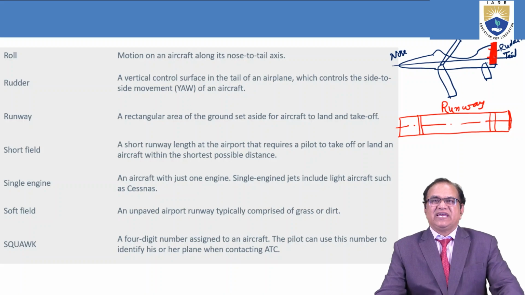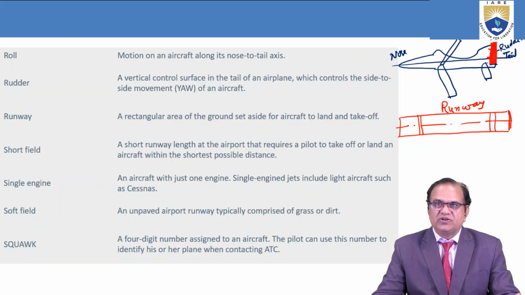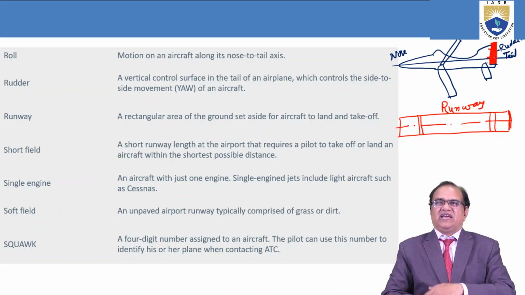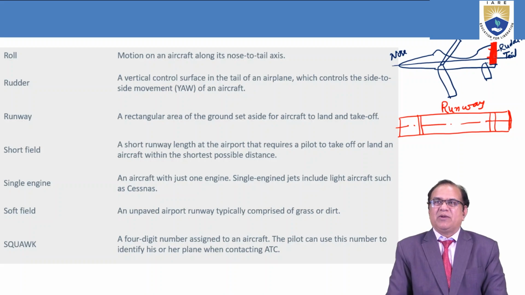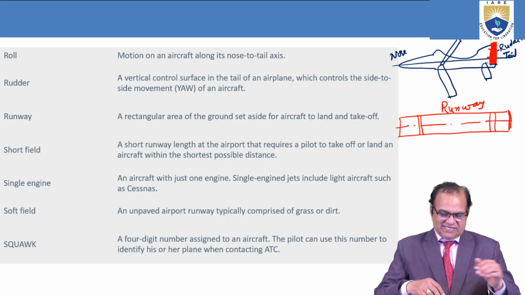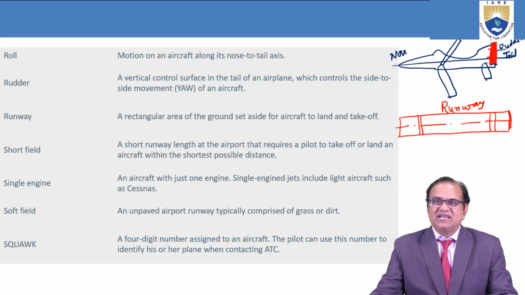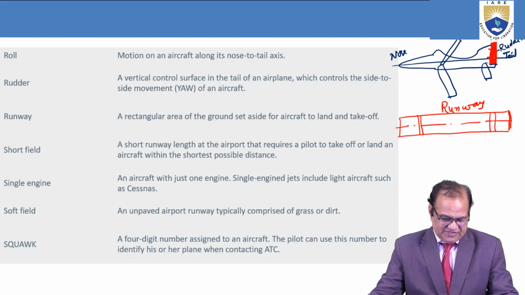Short field: a short runway length at the airport that requires a pilot to take off or land an aircraft within the shortest possible distance. Single engine: an aircraft with just one engine. Single engine includes light aircraft such as Cessnas.